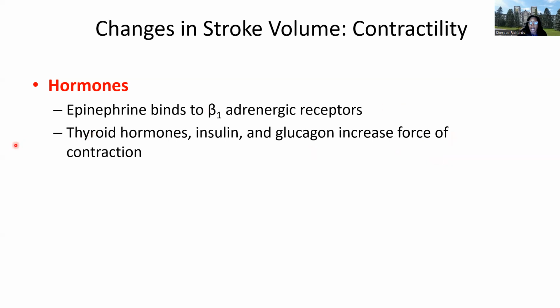The other hormones at play are insulin and glucagon. Both of these hormones can increase the force of contraction of the heart as well. And so they would also help to increase the stroke volume. And then thyroid hormone. I think I missed the thyroid hormone.